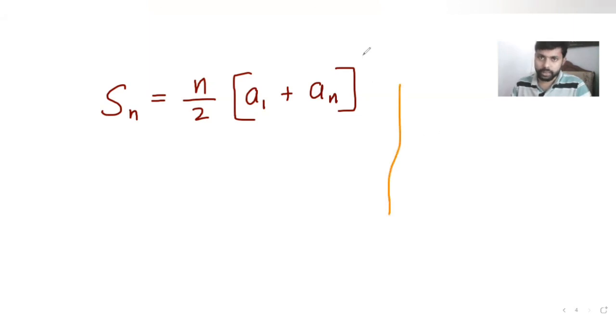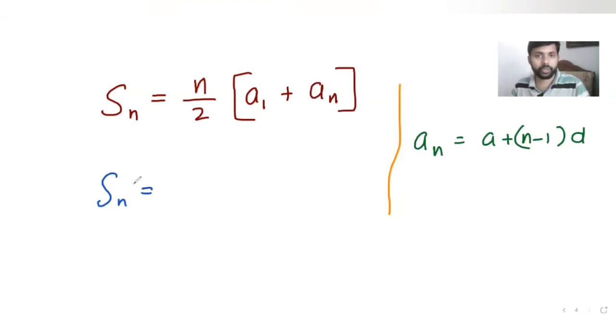We have already discussed an equation to calculate the nth term of an arithmetic progression. Here you already know an is equal to a plus n minus 1 into d. Let's try to substitute this an into this equation. If we substitute, we can rewrite this as Sn, the sum of n terms of an arithmetic progression, is equal to n by 2 into a1 plus an.